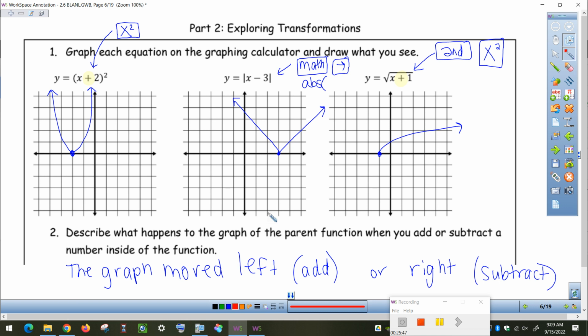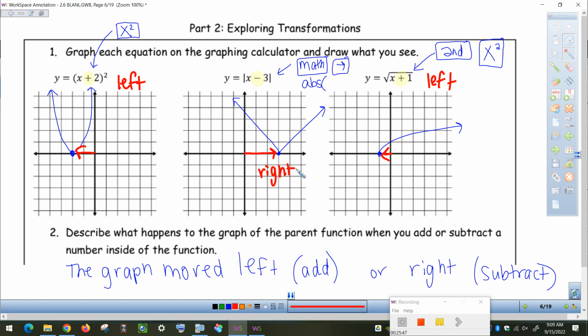There's nothing wrong with how you typed it in and what you're looking at. When you're adding on the inside, it is going to the left. And then notice here that when we subtracted on the inside, it actually moved to the right. So we need to be careful here with our horizontal shifting. The direction that it's going is the opposite direction from what you would think or expect it to be.